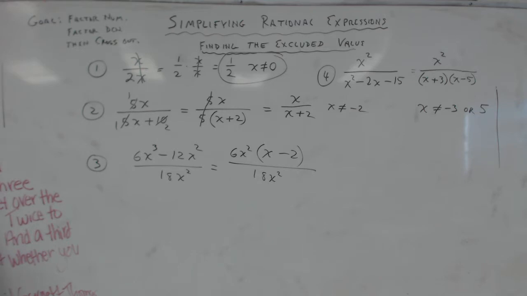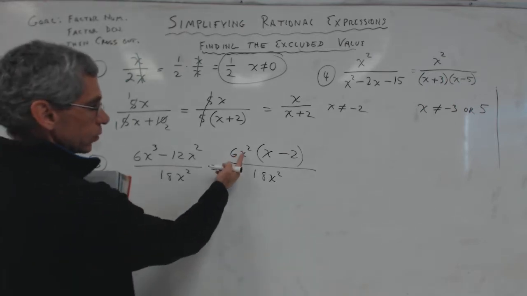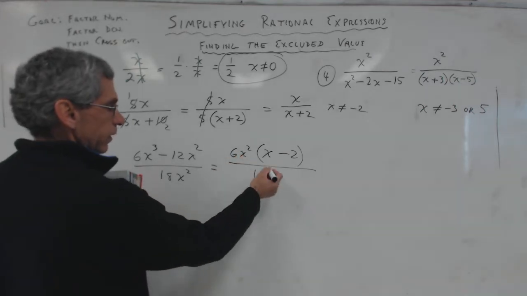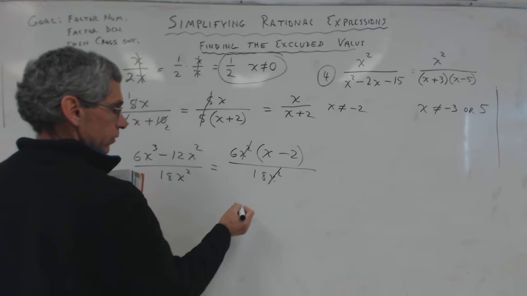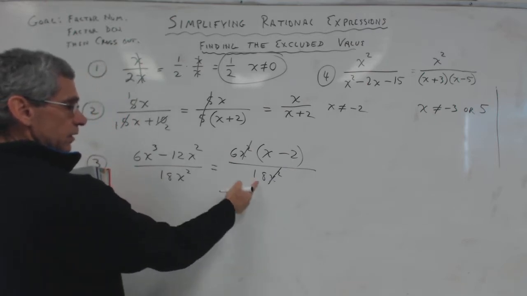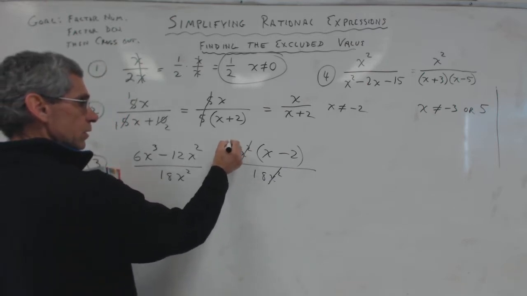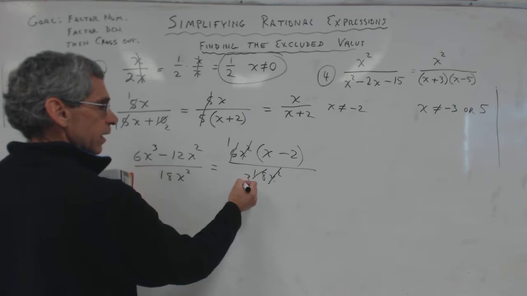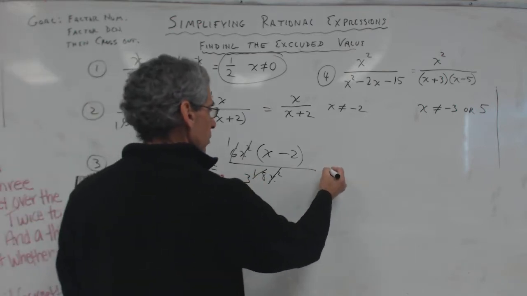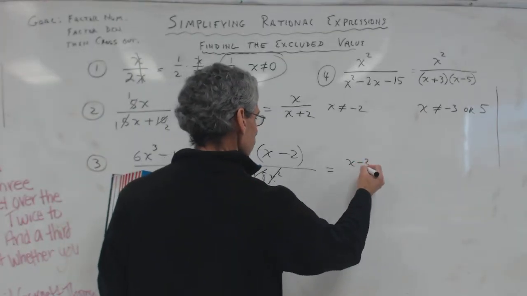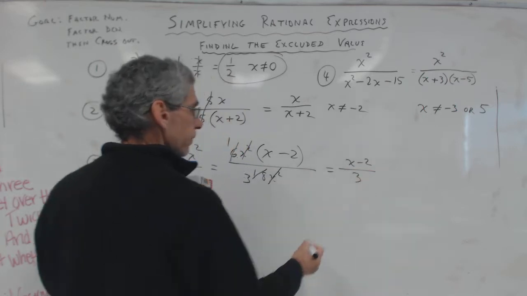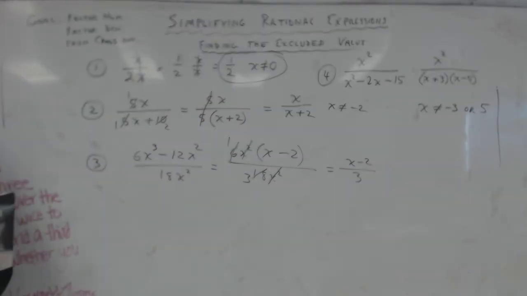Now what can I do? Factor out of that. What about x squared times x squared and x squared? Can't I cross those out? I can cross those out. And then what about 6 and 18? 6 goes into 6 once, 6 goes into 18 3 times. All right, there we go. So there's my answer. X minus 2 over 3. I simplified it. Does that make sense?